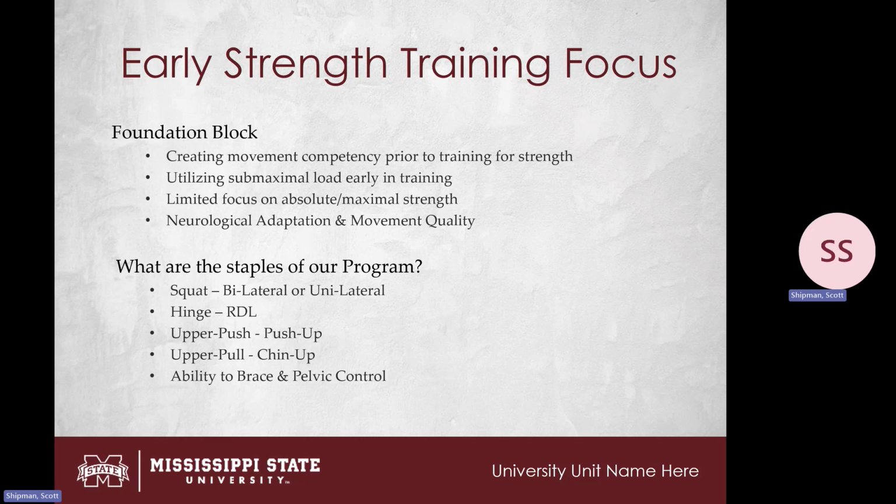So, what are the staples of our program here? I kind of hit on them already. Our squat pattern, front squat, hands-free front squat, safety bar squat, are the big bilateral movements that I'm looking at. Unilateral, we're looking at our split squat and reverse lunge, the two that I really hammer home with our guys. Our hinge pattern is always going to be our RDL.